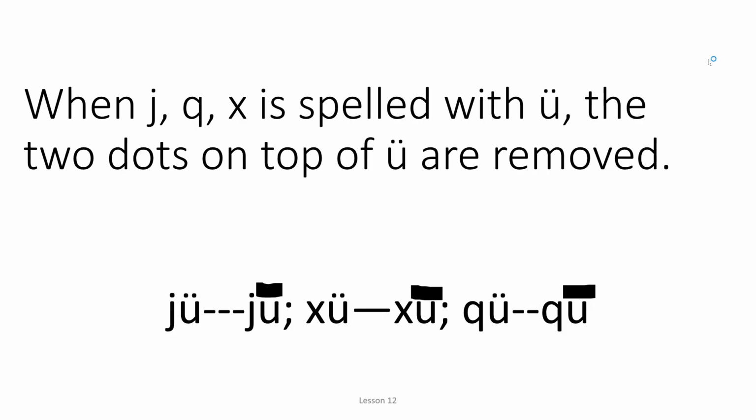When j, q, x is spelled with ü, the two dots on top of ü are removed. For example, j and ü, when it is spelled together, it looks like j and u, but you must know it is not u, it is ü. The two dots are removed.